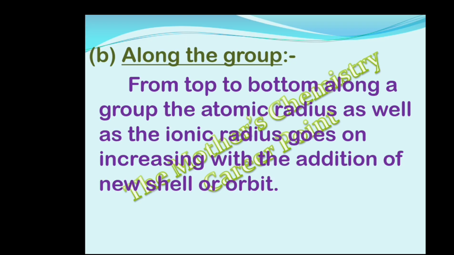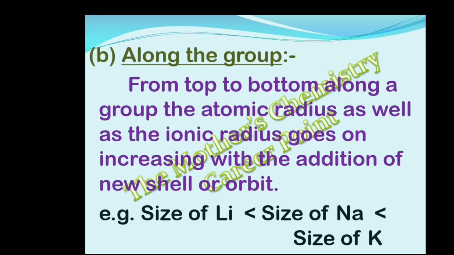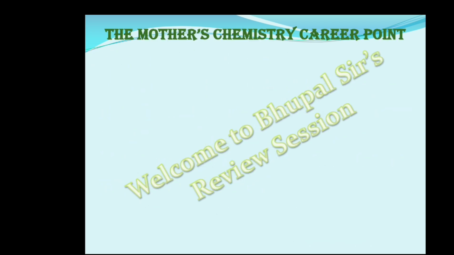Along the group, what happens? From top to bottom along a group, the atomic radius as well as ionic radius goes on increasing with addition of new shells or orbits. Size of lithium is less than size of sodium is less than size of potassium.